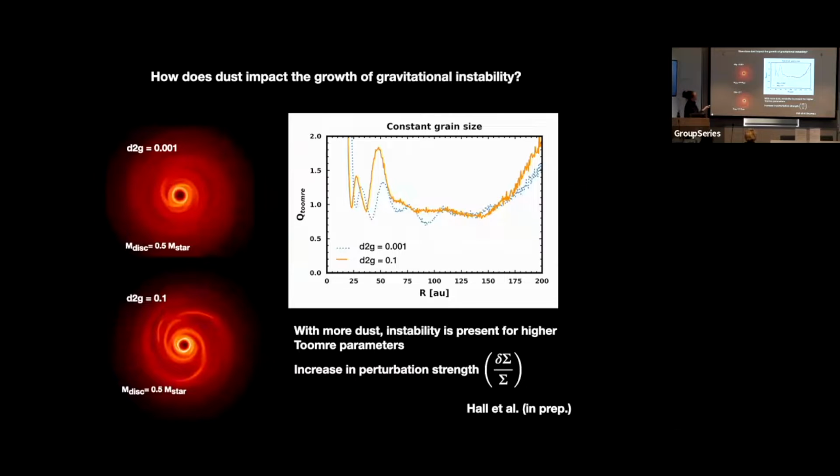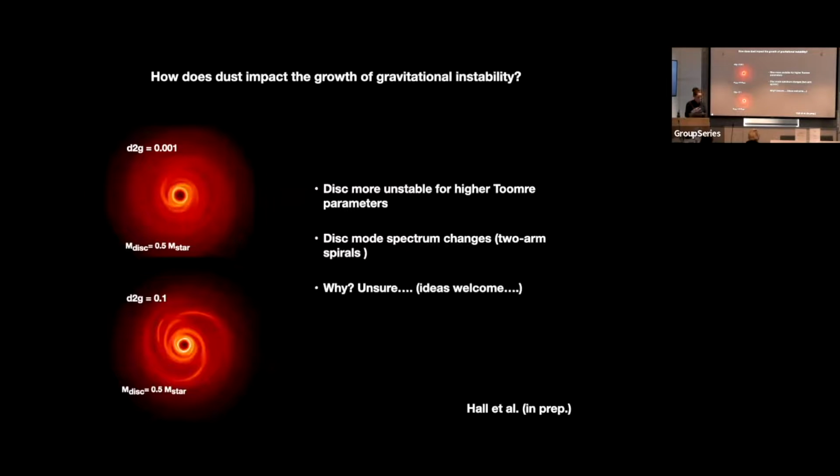So here, what I have is this Toomre parameter. Remember that says how stable this disk is. And basically, when you have this large amount of dust to gas, it's true that from the Toomre parameter, it seems to be more stable. But look, the gravitational instability is clearly stronger in this bottom situation where we've increased the amount of dust. So it seems to be the case that the disk is more unstable for the higher Toomre parameters. The disk mode spectrum changes basically because you have more power in this kind of 2-arm mode. It looks more like a 6 or 8-arm mode here.